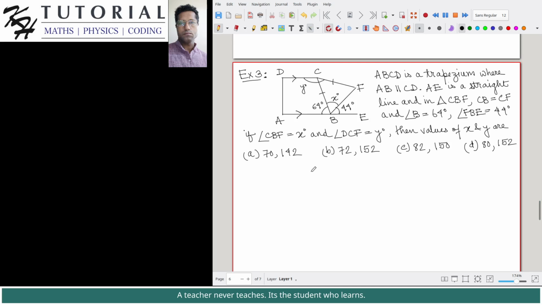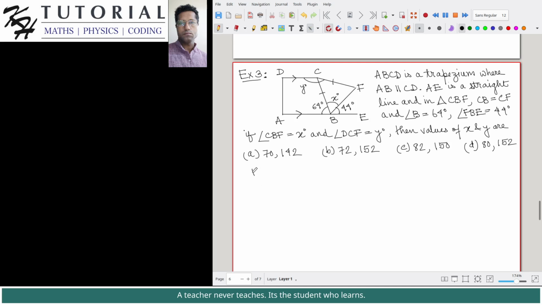First of all, ABCD is a trapezium. So definitely we have to use the only thing we can use from a trapezium, that it has one pair of opposite sides parallel, which in this figure is AB parallel to DC. From here we only know that angle C plus angle B will be 180 degrees, and also angle D plus angle A will be 180 degrees.